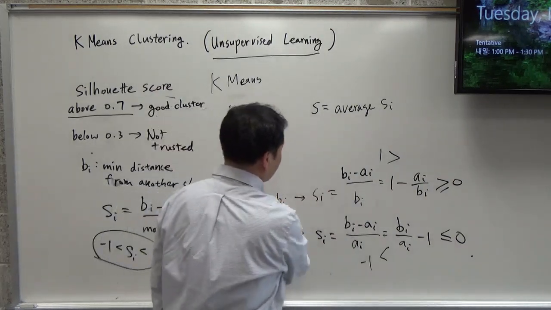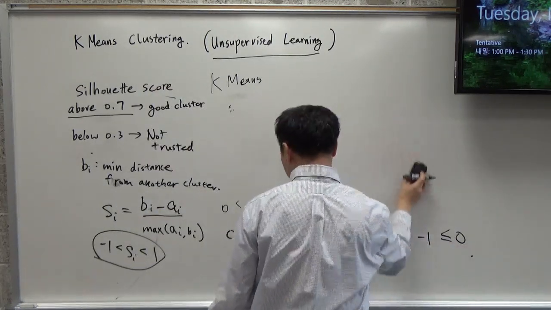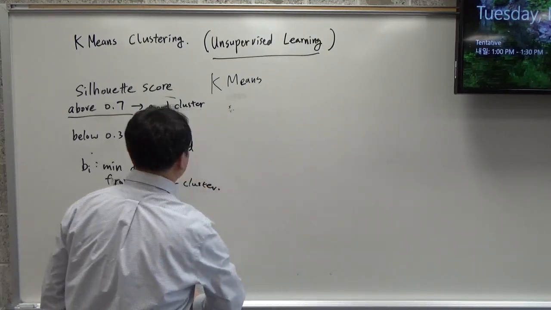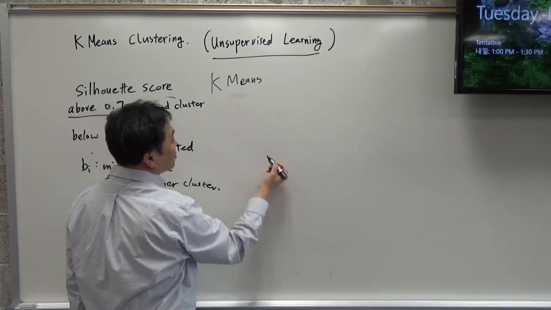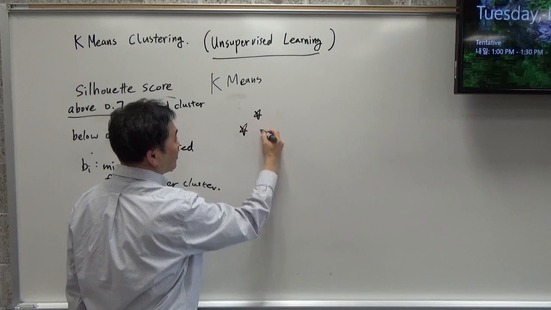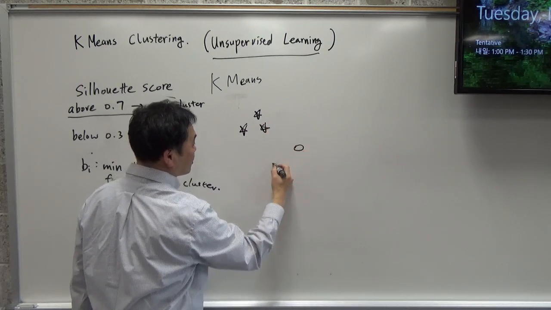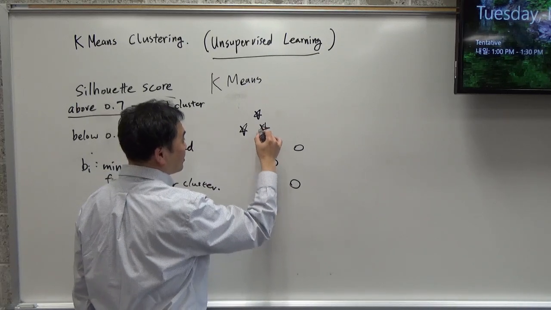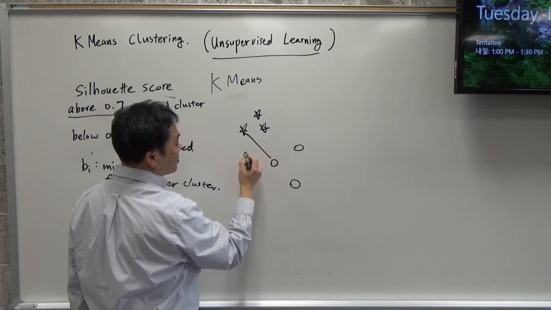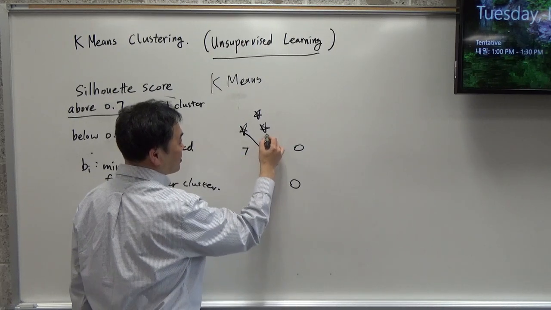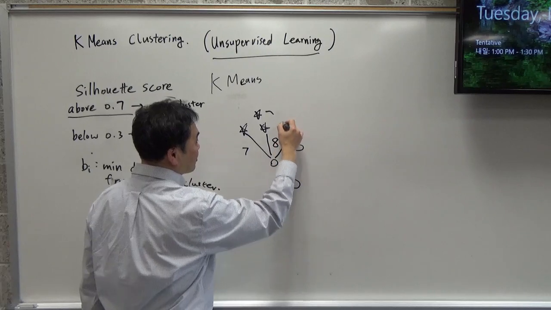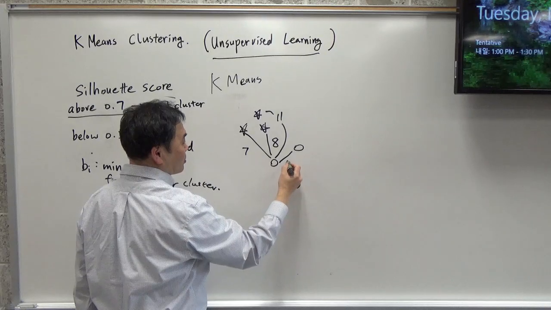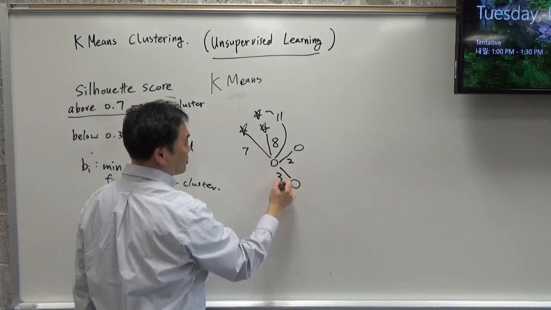Okay. So let me see if you understood the silhouette score. Let me give you an example. Suppose you have 6 points, and let's say the distance between this one is 7, and that's 8, and then this distance is 11, and let's say this distance is 2, and then 3.